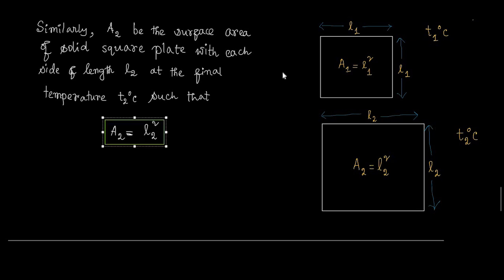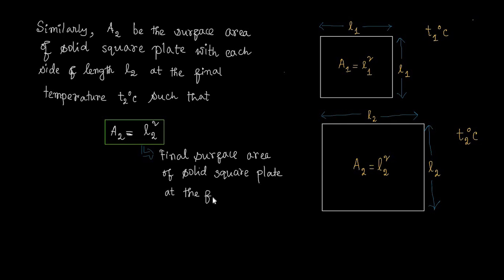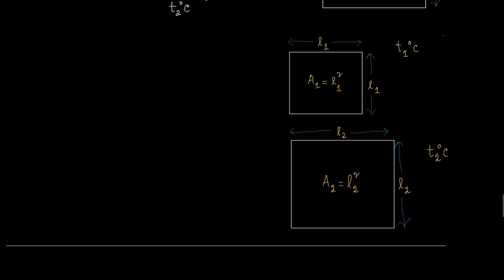The final area is A2, which is equal to L2 square, which is the final surface area of the solid square plate at the final temperature T2 degree C.